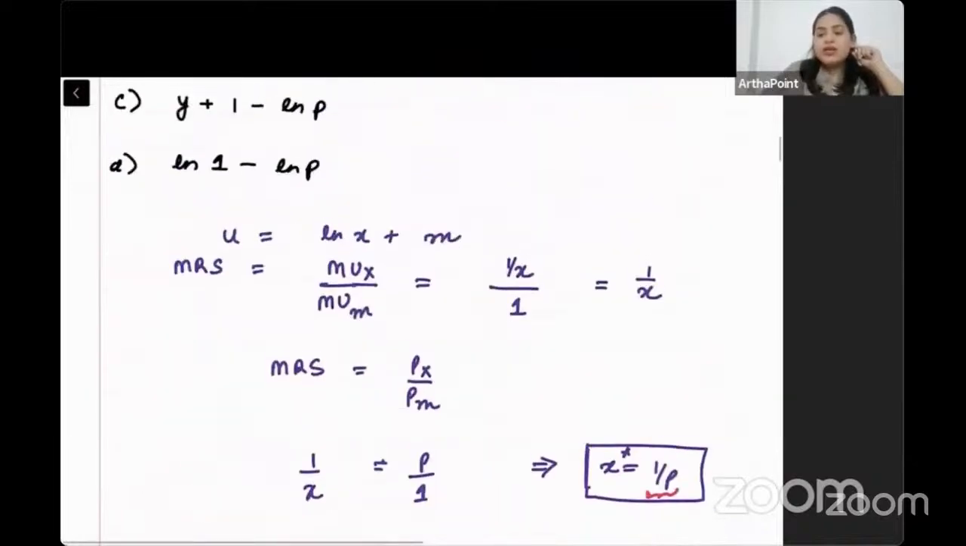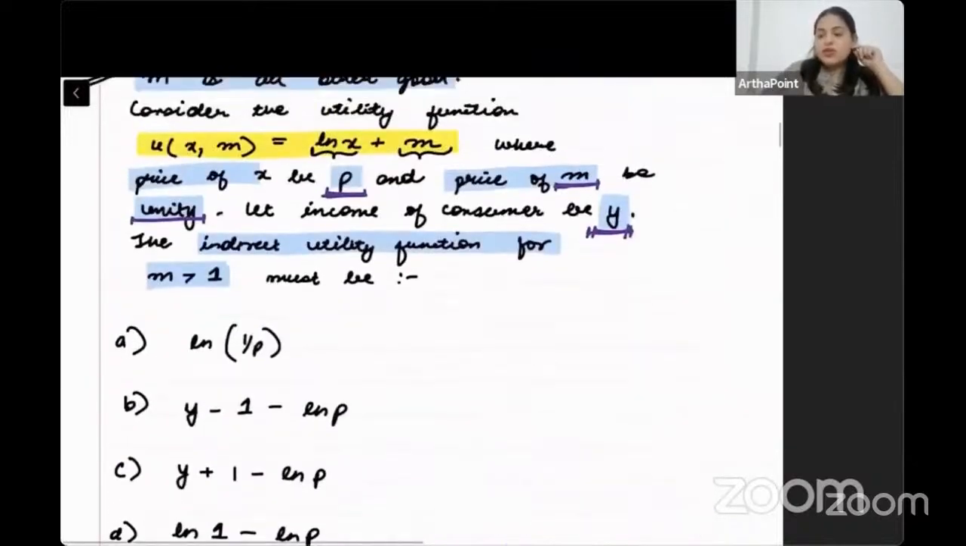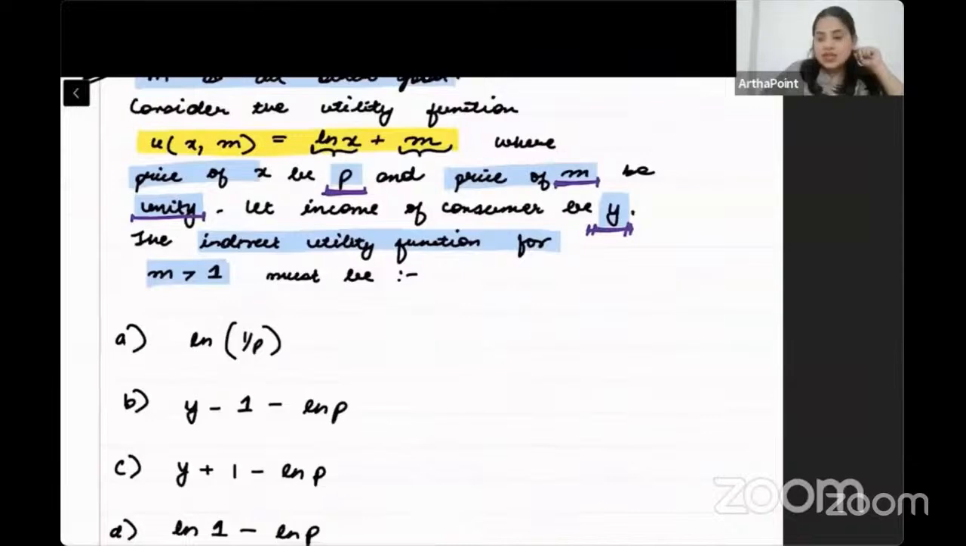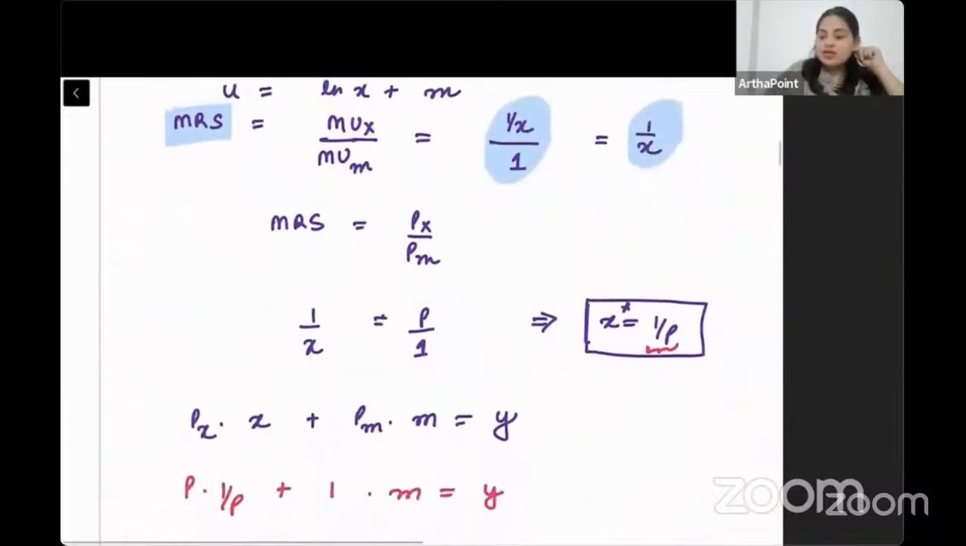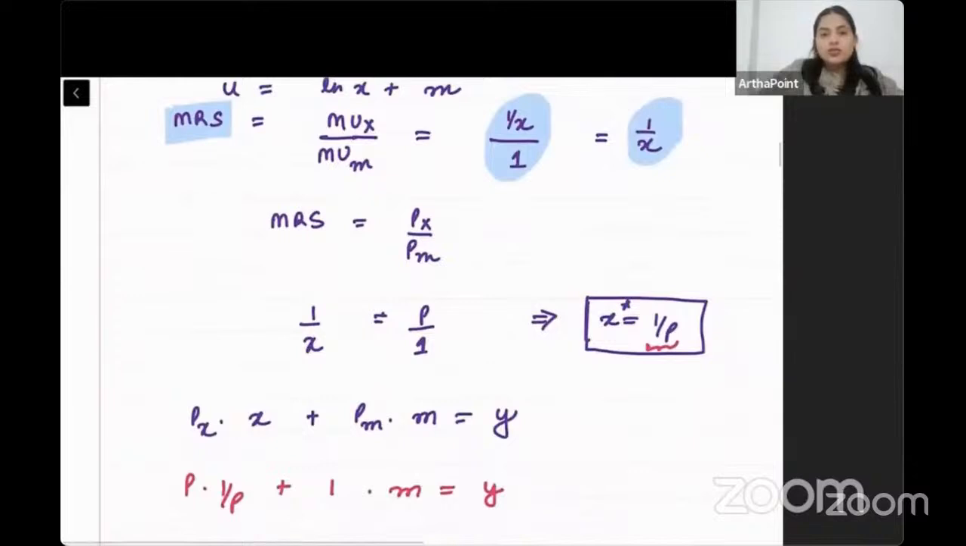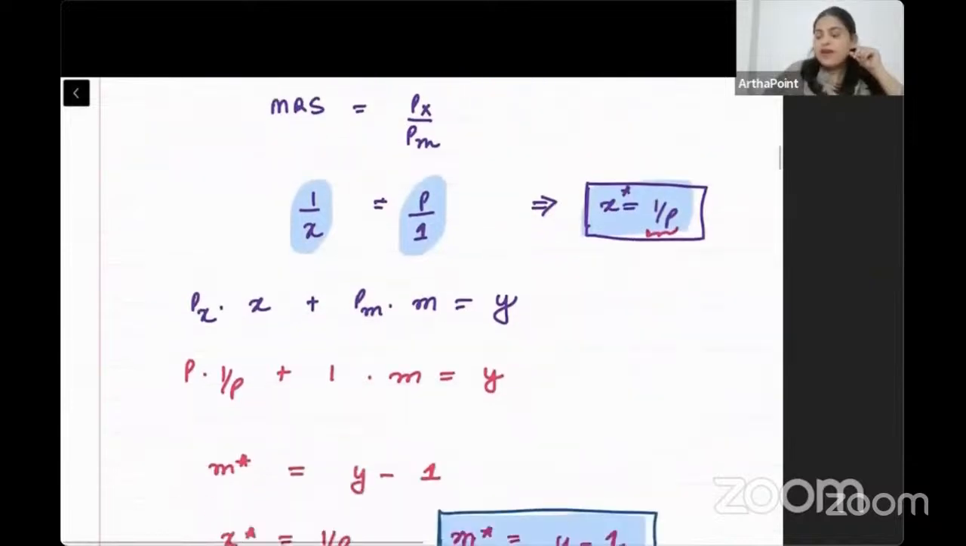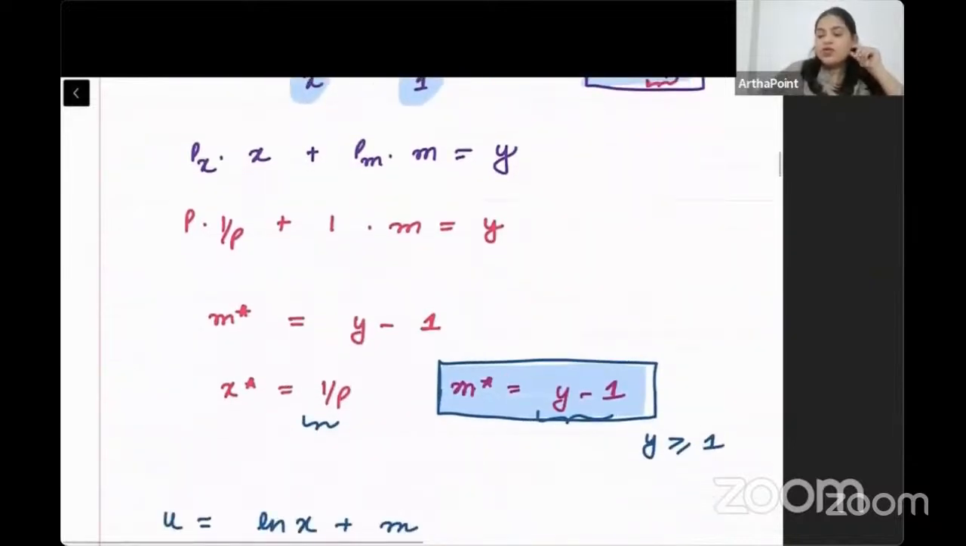बहुत simple था. This is a quasi-linear function. My utility function is ln X plus M. So you go ahead and you find MRS. This will be your MRS. You equate MRS to your price ratio. And when you equate MRS to price ratio, you will get this. Finally, you go ahead and you just put it in your budget line and you will get this.